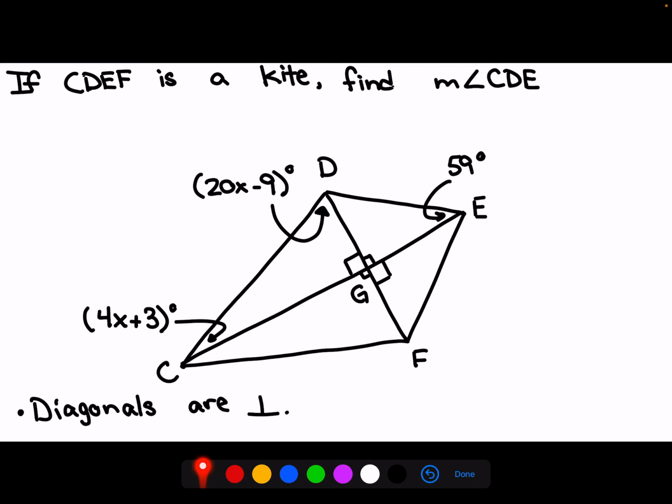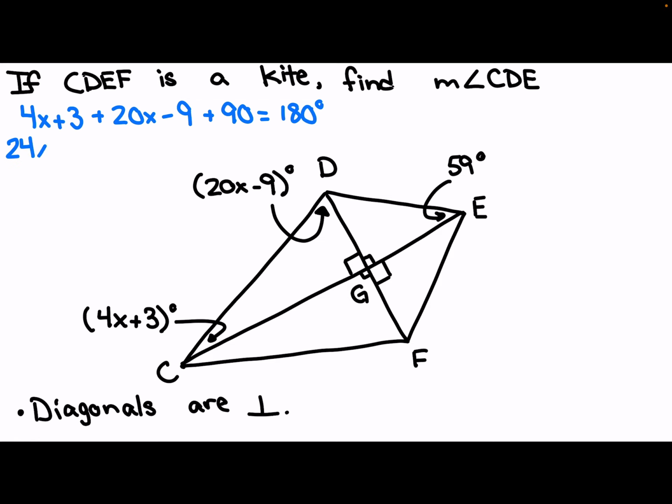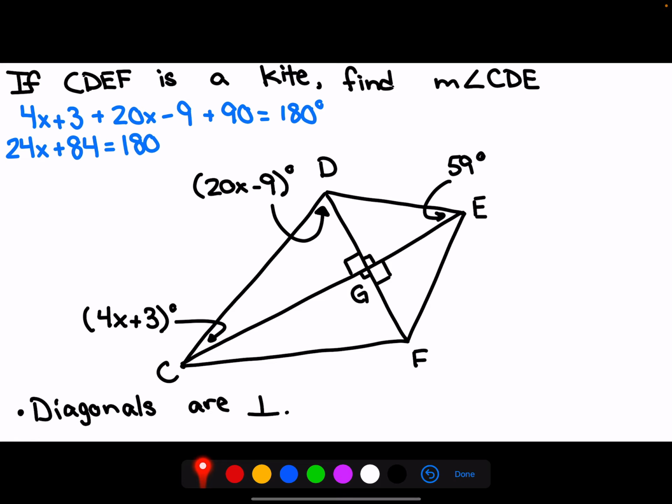So if I add up all three angles of this triangle, it will equal 180 degrees, because it's a triangle. It's not a quadrilateral now. It's three sides. So I have 4x plus 3 plus 20x minus 9 plus 90 equals 180 degrees total. Combining like terms, we get 24x plus 84 equals 180. Subtracting 84 from both sides gives us 24x equals 96. Lastly, dividing both sides by 24, we get x equals 4.